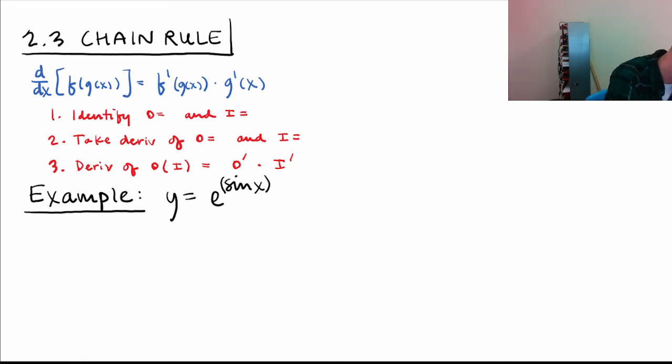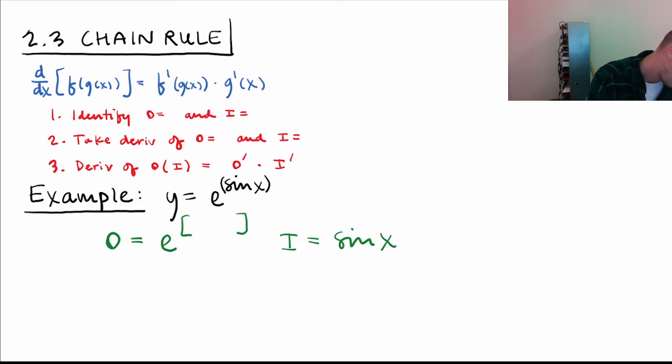Okay, so if I've got e to the sine x and I want to take the derivative of this, I need to identify what's on the outside and what's on the inside. On the outside, I've got the exponential, the e to the whatever. Okay, so I'm going to leave the inside of the outside blank. Okay. And then the inside is going to be that sine x. Okay. So if I take the derivative of outside, I know that the derivative of e to the x is e to the x. So the derivative of e to the whatever is going to remain e to the whatever. And then inside prime, okay, I know the derivative of sine x is cosine x.